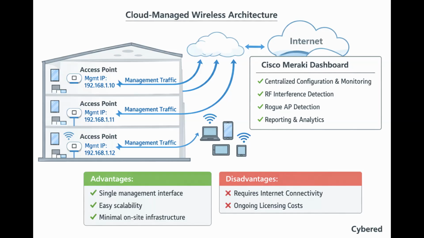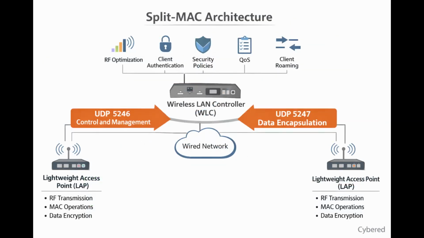The advantages are a single management interface, easy scalability, and minimal on-site infrastructure. Disadvantages: requires internet connectivity and ongoing licensing costs. The split MAC architecture uses a wireless LAN controller and lightweight access points. Control and data traffic between the WLC and APs is carried through a CAPWAP tunnel.